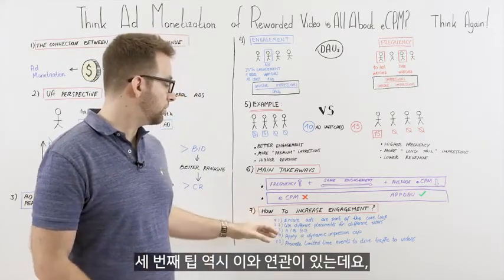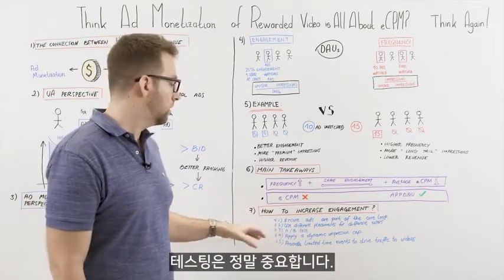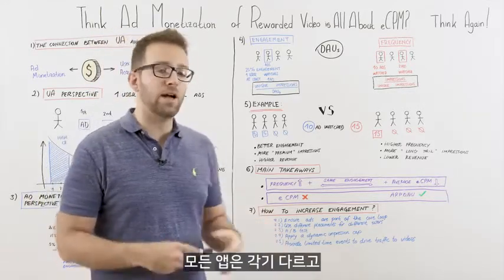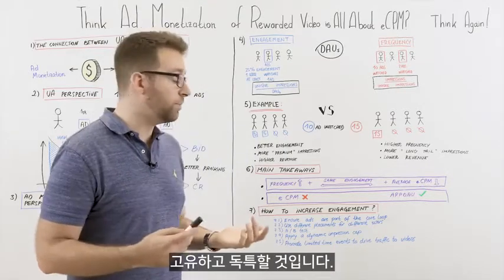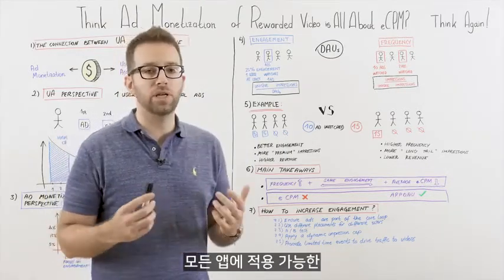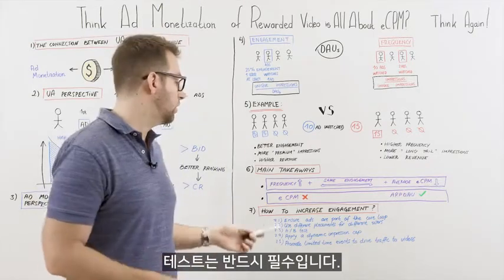And this is introducing me to the third point, which is A/B testing. So testing is really important because every app is different, and the mix of ad placement you need to find will be unique. We cannot say there is one mix that works for all apps, so you have to test it.